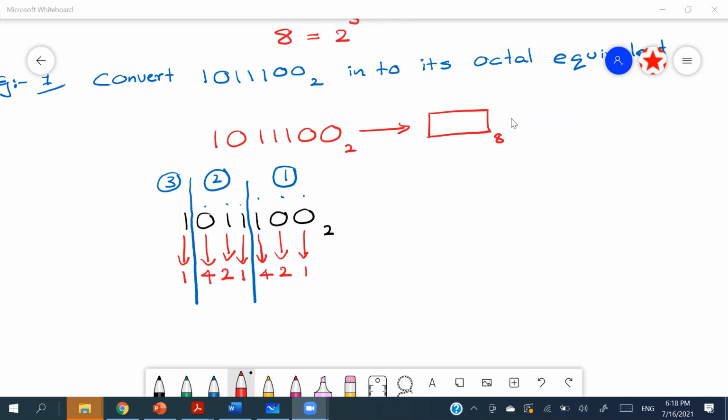So now, to get the value of one particular group, it is very easy. All you have to do is consider the place values which got a 1 above it.